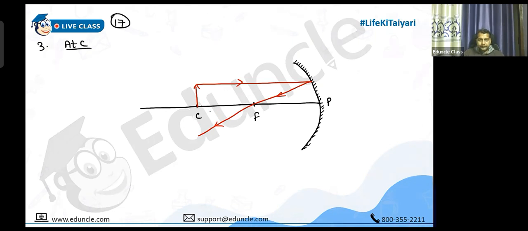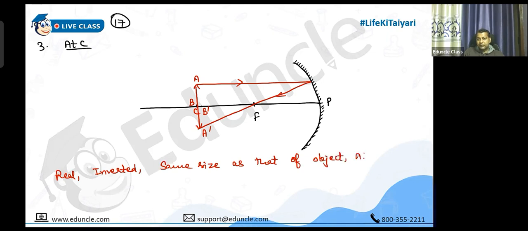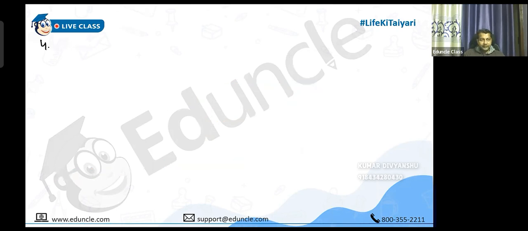This one, it should be actually, this ray has bent somewhat. Now it is okay. So it is AB, you can see, it is B dash A dash. So again, real, inverted, same size as that of object at C. Okay. So now the object should be between F and C, and the image will be beyond C. And now the size of the image will also increase. Size is increasing slowly. Now it has become equal, and in the next case it will be magnified.